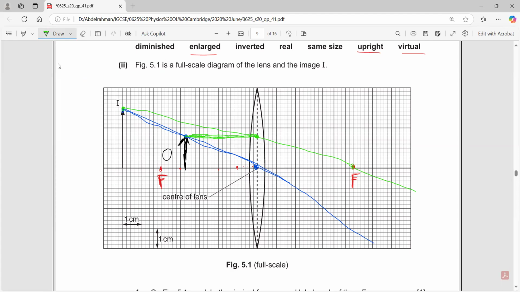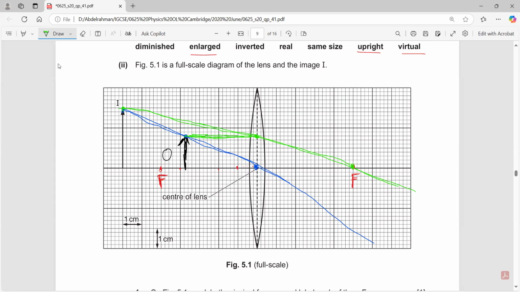And then as it reaches the center of the lens, it gets refracted and passes through the focal point, through the principal focus. As it passes through the principal focus, again, you will extend the line back to the image. You'll extend the line back to the image. And that's why I kind of reverse operated this question.